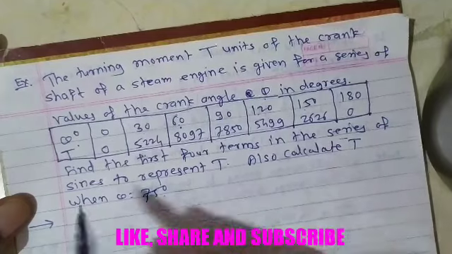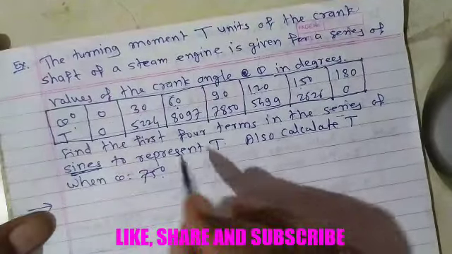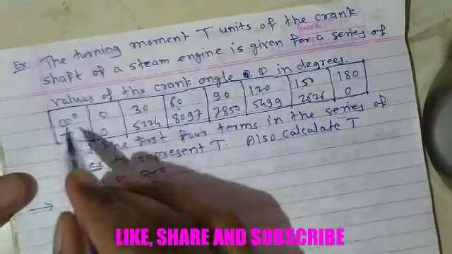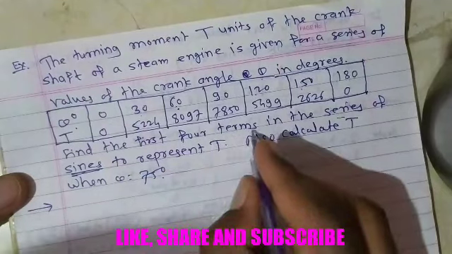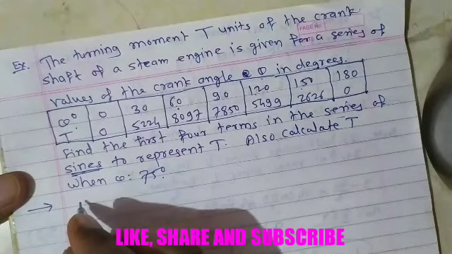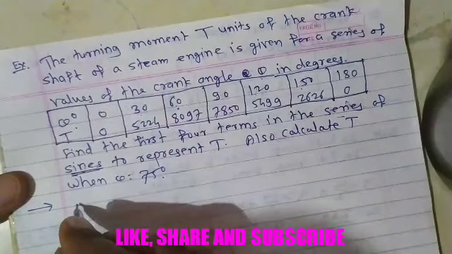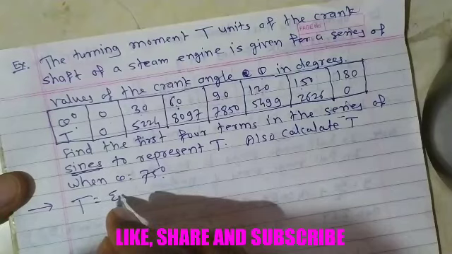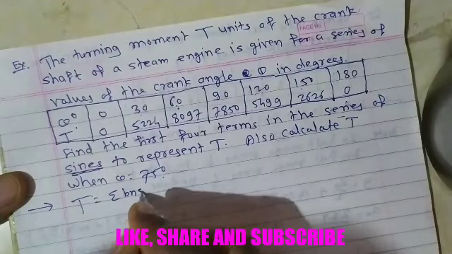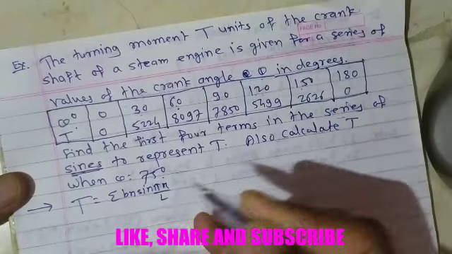The sine series means this is a half range sine series problem, to represent t. Instead of x and y, the notation here is theta and t. The first four sine series terms are required. So the half range sine series formula is the summation of bn sin(n pi x by l), so t is equal to the summation of bn sin(n pi x by l).